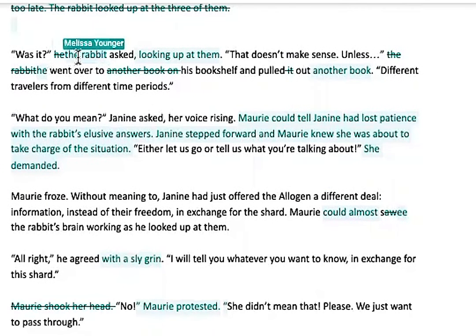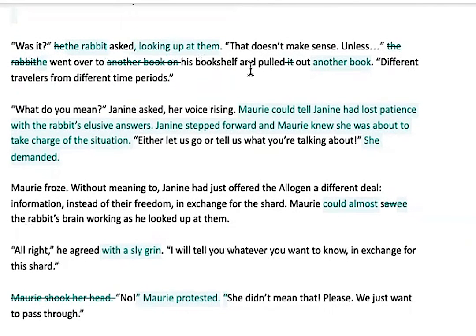At the start of the paragraph, you generally want to put the character's name. So I replaced he with the rabbit. That's more specific. Sometimes I call him the rabbit. Sometimes I call him the allergen, but it comes to the same thing. There's no other rabbit in the room. And then over here, I took out the rabbit and put he, because I've already mentioned that it was the rabbit. And so now I can just use pronouns for the rest of this paragraph and it's understood.